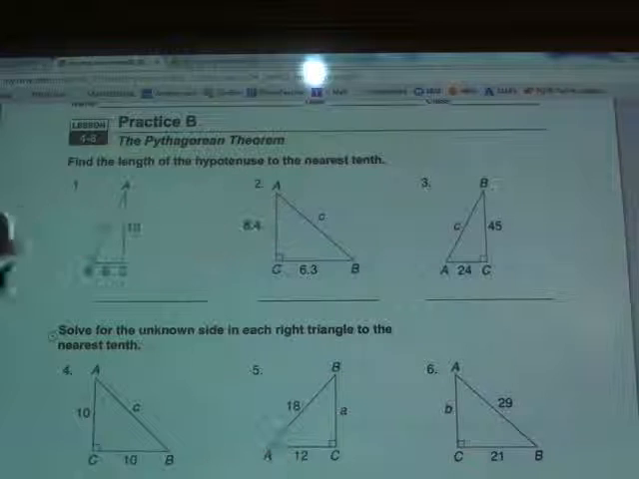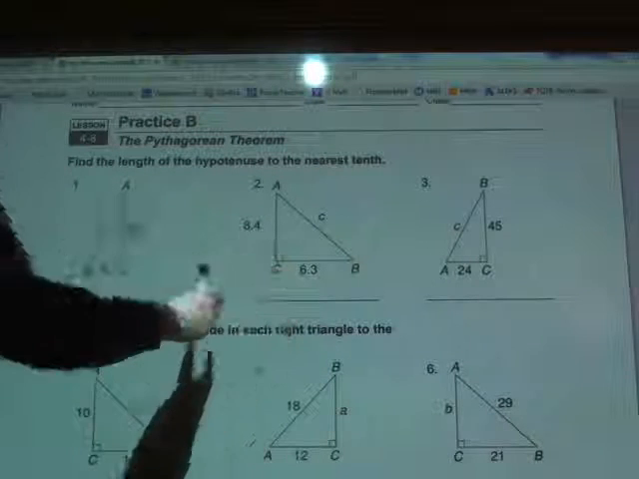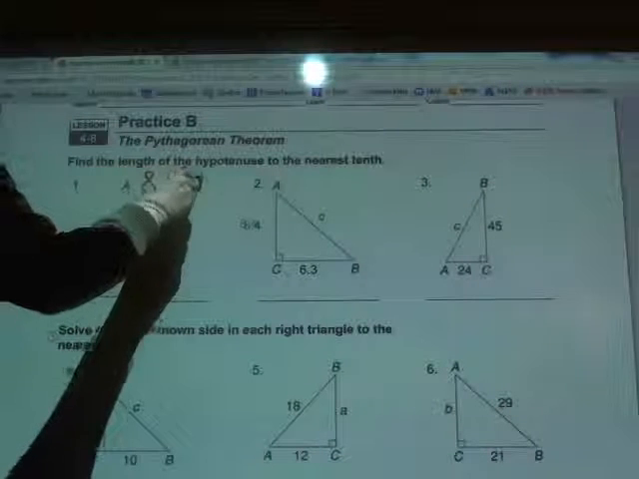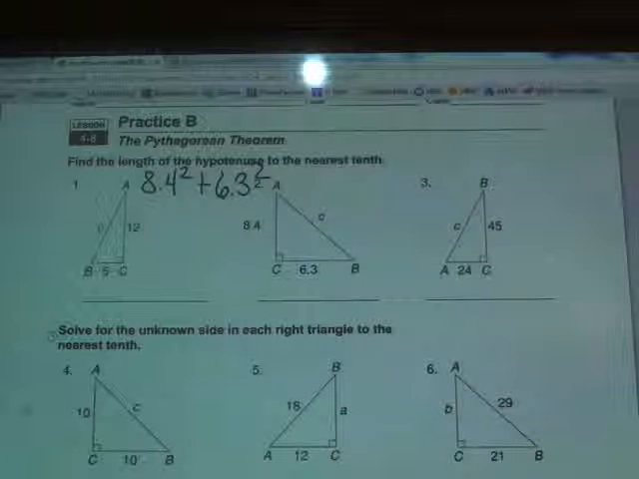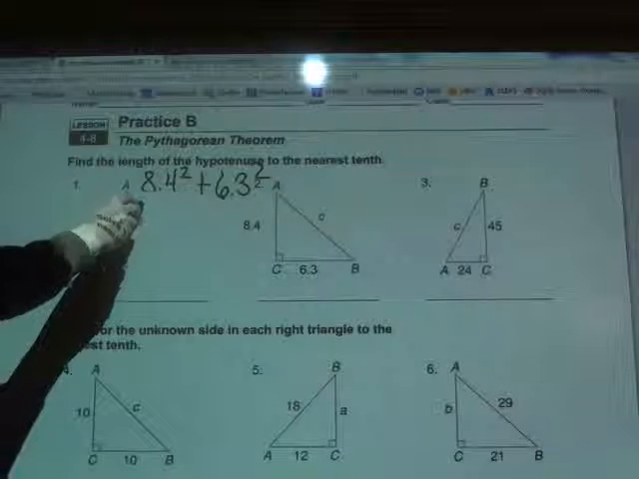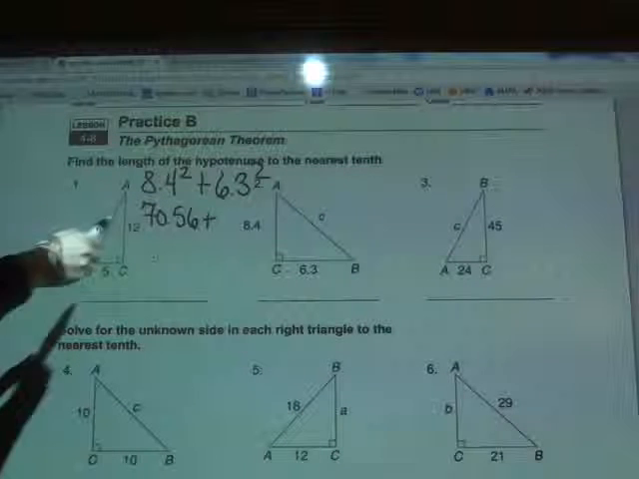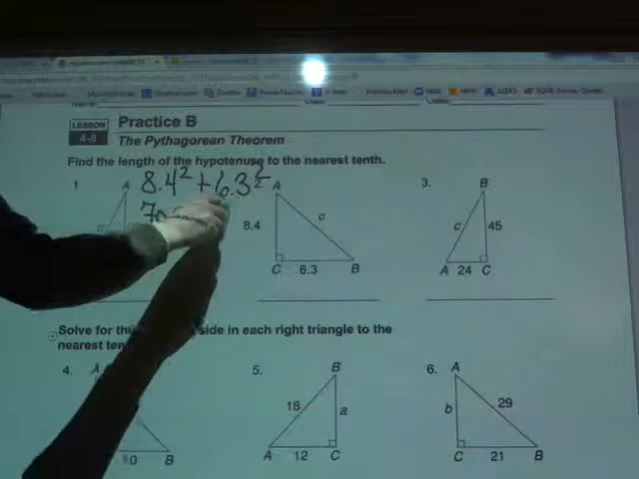So in every one of these questions, they've given us the legs. So the formula says I'm going to take the lengths of the legs and square them. So I'm going to take 8.4 and square it, and I'm going to take 6.3 and square it. And it says I'm supposed to sum those, which is why I put an addition sign in the middle. So when I take 8.4 and square it, the result is 70.56. And when I take 6.3 and square it, the result is 39.69.